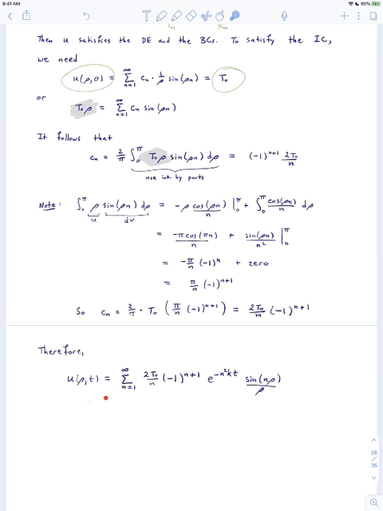So u at rho comma t is the sum n equals 1 to infinity of c sub n, which is right here, times the exponential, which is right there, e to the minus n squared kt, times this sine n rho over rho term. And that gives you the solution for the problem of the cooling sphere.